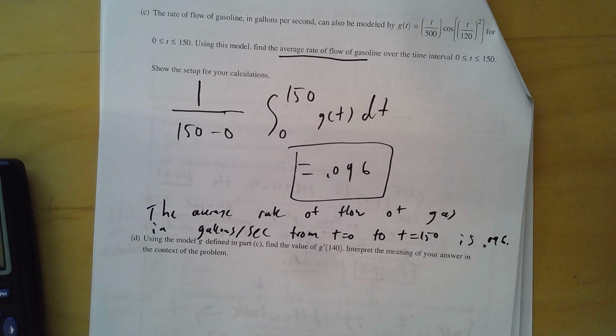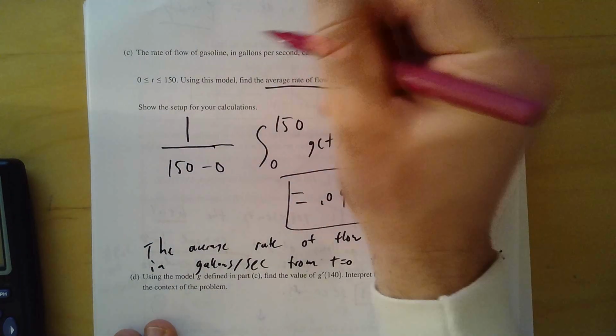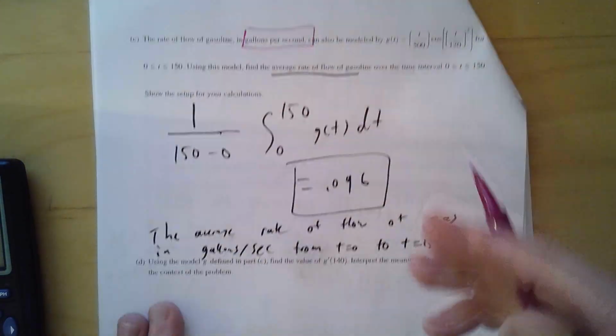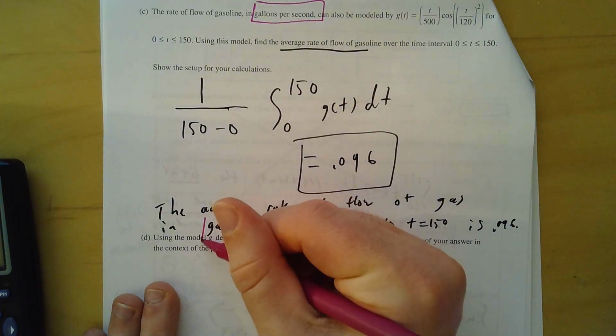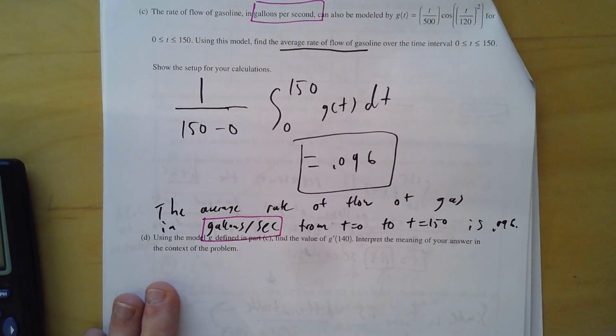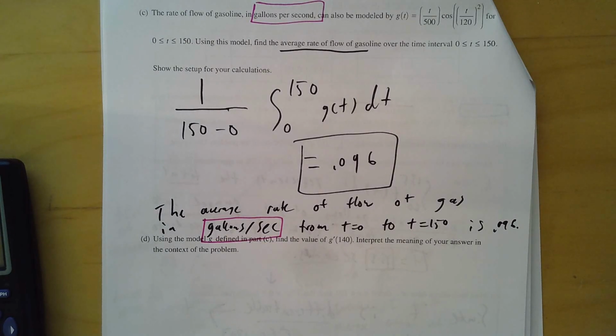Average value does not change the units. So see how this is gallons per second right here? The units of average value are also gallons per second. They don't change. Just important to know that. The units stay the same for average value.